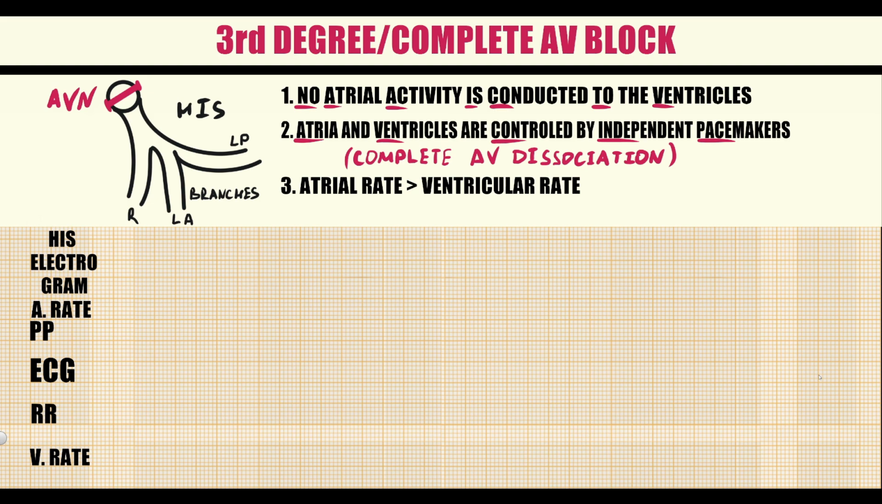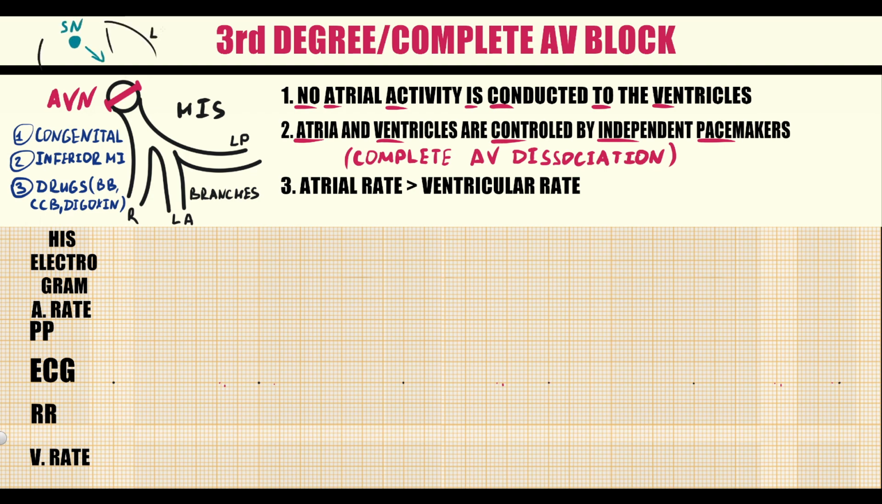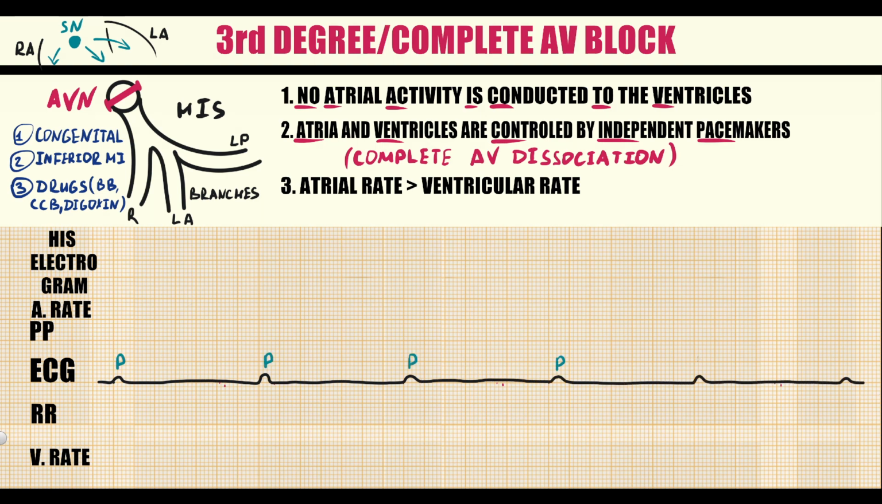In case of complete AV block, atrial rate is always greater than ventricular. Let's start from the AV nodal level. Usually, complete AV block at the AV nodal level occurs due to a congenital problem, acute inferior myocardial infarction, and beta blockers, calcium channel blockers, or digoxin intoxication. So in this case, atria are paced by the sinus node, that is indicated on ECG by regular sinus P waves. In our case, the rate of P waves is 85.